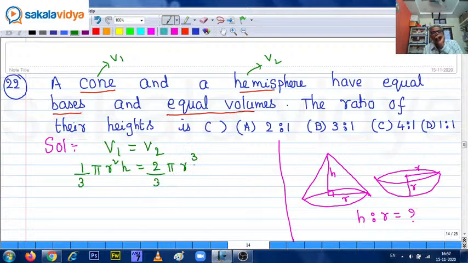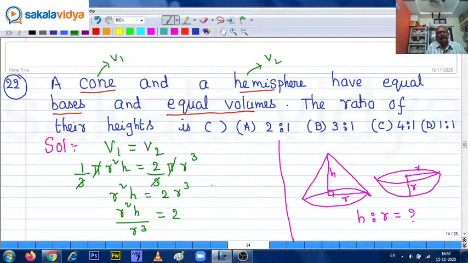Am I correct? So pi gets cancelled, 3 gets cancelled. We have r square H equal to 2r cube. Bring r cube this side. r square H by r cube equal to 2. So this can be written, r square over r cube gives r, H by r equal to 2/1. So H is to R is 2:1. So this is the answer.